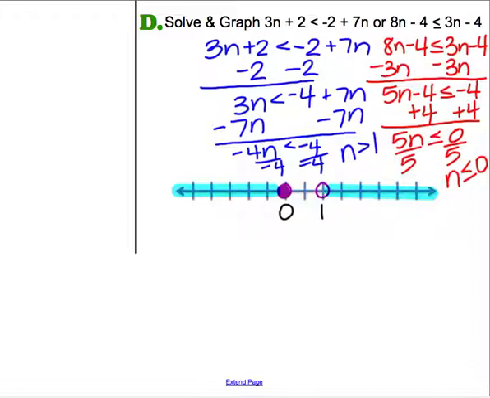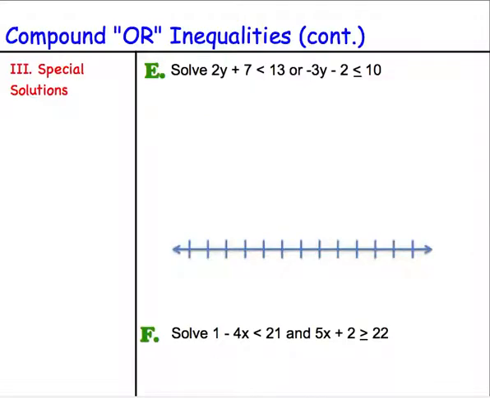The last piece we have is talking about some special solutions. So we're first going to start off by solving these. So we have 2y plus 7 is less than 13, so we'll start by subtracting 7, which gives me 2y is less than 6. Divide by 2. And you get y is less than 3.